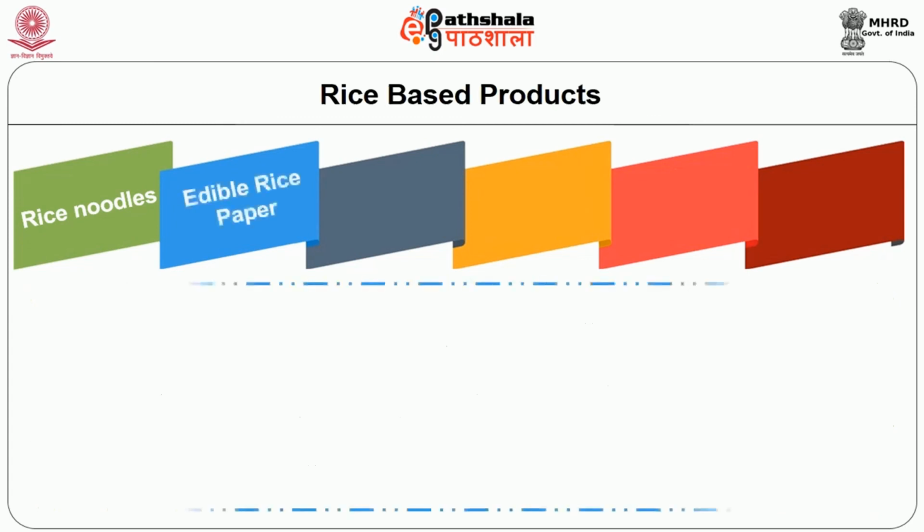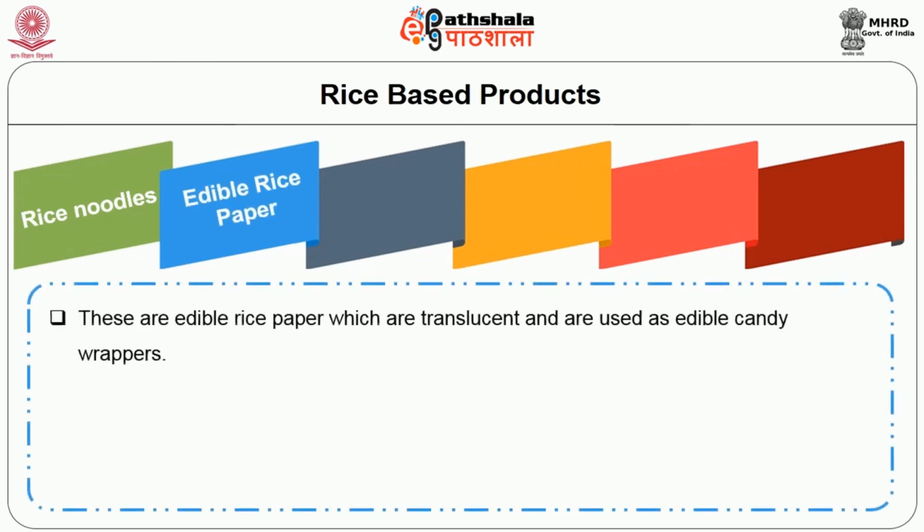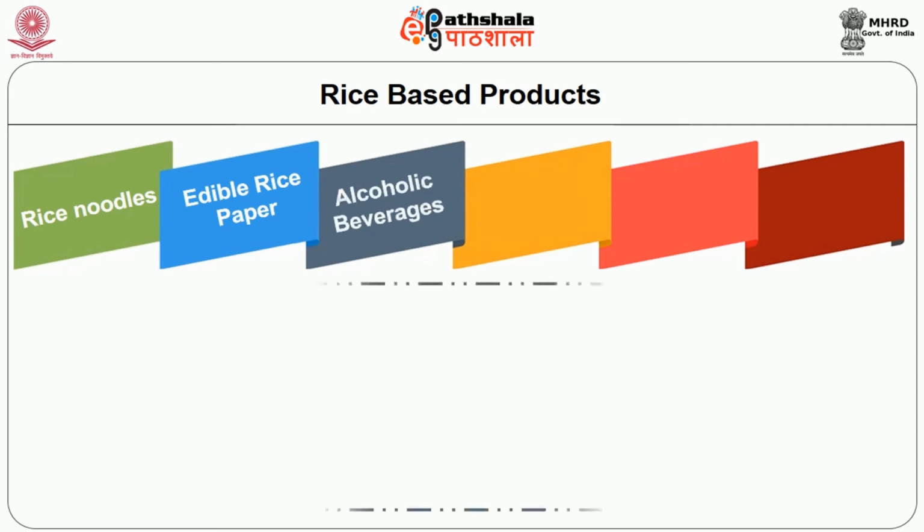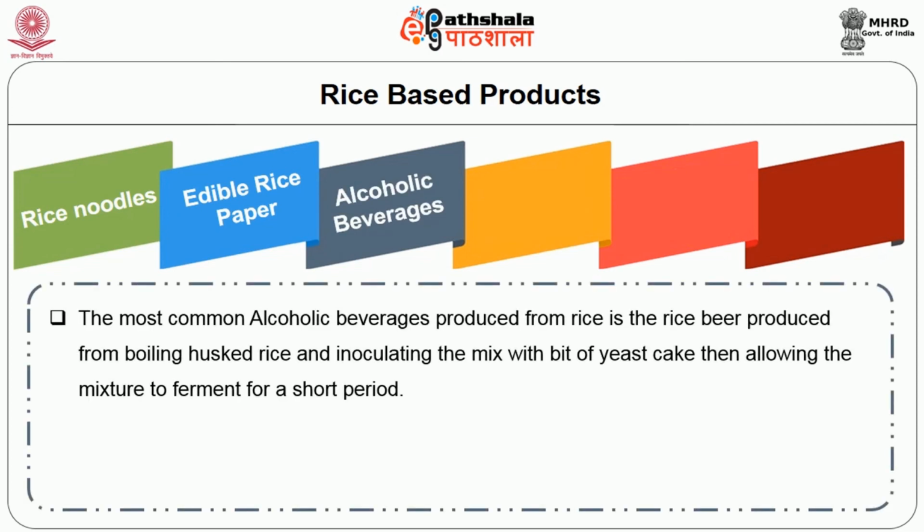Next one is edible rice paper. This is a traditional product which is made from rice. Normally it is used to wrap edible candies. Next product is alcoholic beverages. The most common alcoholic beverage produced from rice is rice beer, produced from boiling husked rice and inoculating the mix with a bit of yeast cake, then allowing it to ferment for a shorter period of time.